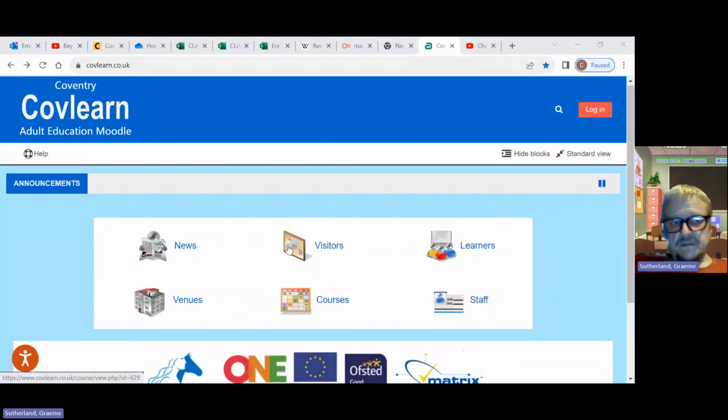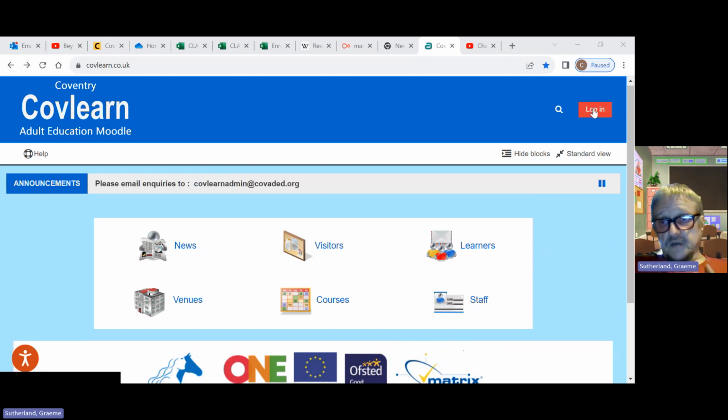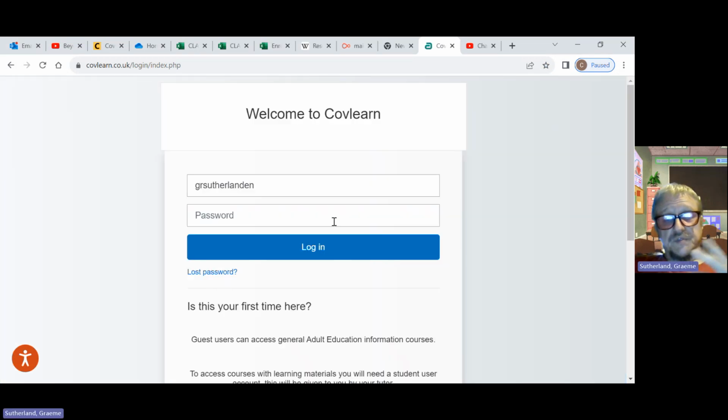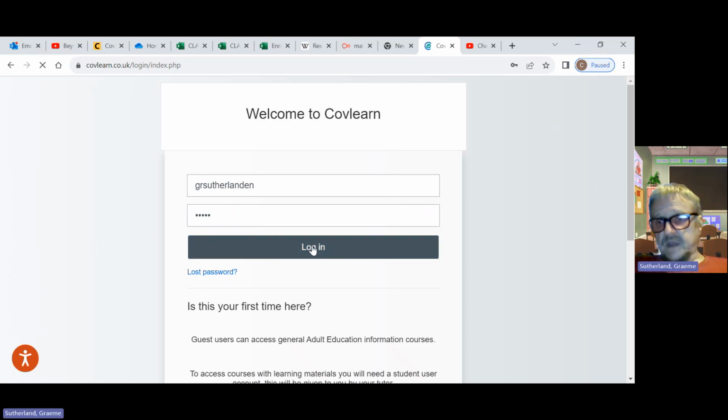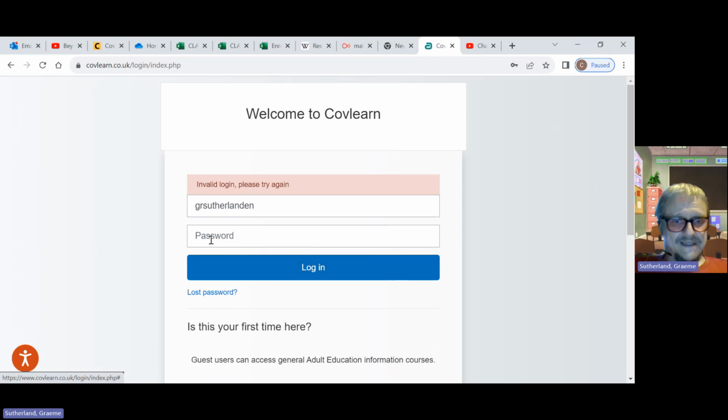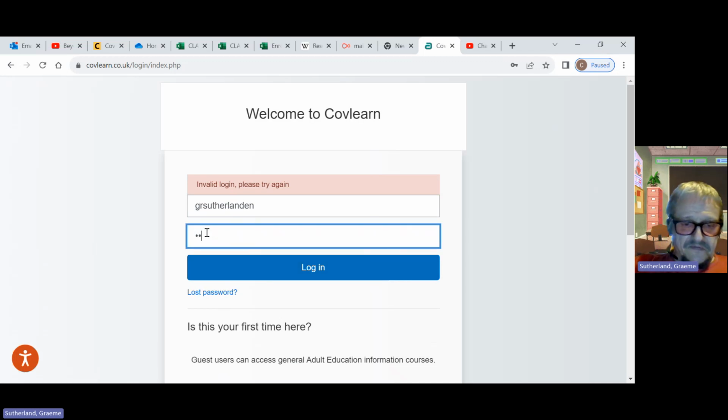It's called Covlearn, and whichever class you're doing, whichever course you're doing with adult education, should have its own Covlearn page. And the first time that you log in, you go to log in up there, top there, and you use your username, that's my username, and then the password that you've been given, which you should keep to yourself. You'll then be able to access the courses. Oh, what's happened? I've got an invalid.